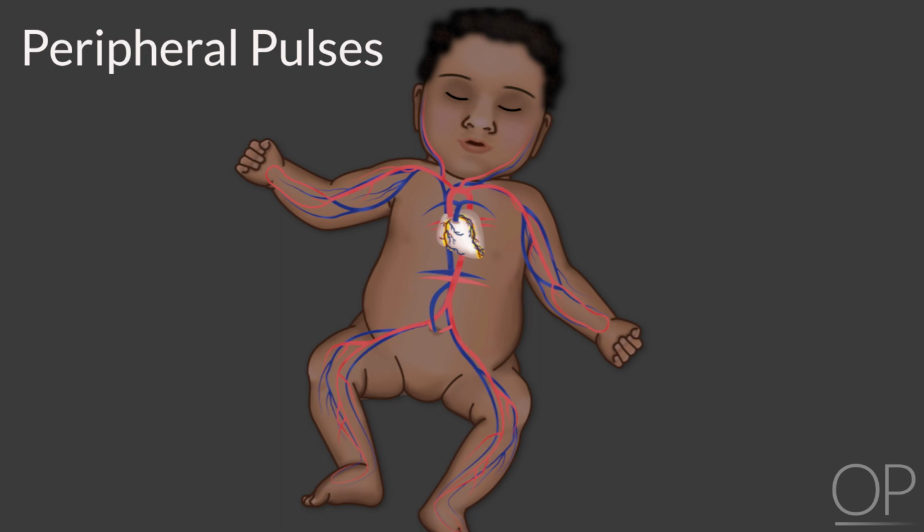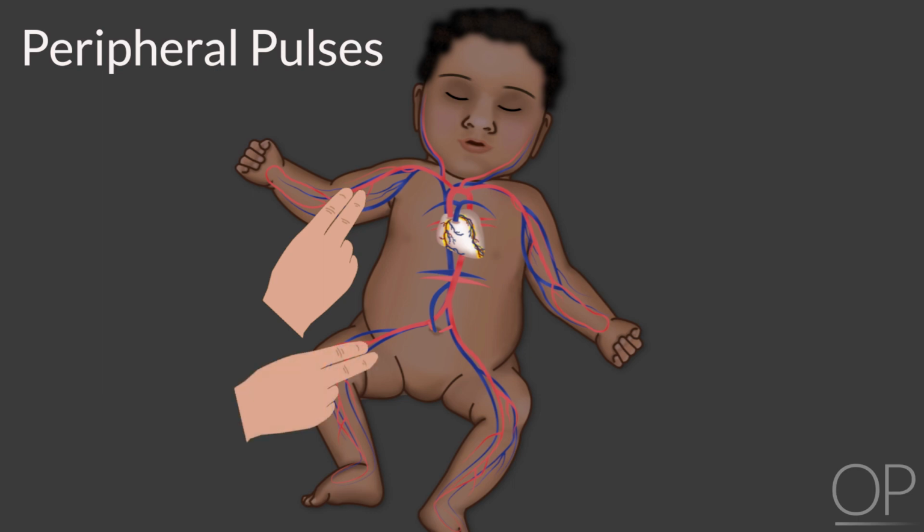Then you're going to turn to peripheral pulses. In an infant, it's going to be really important to feel for the upper brachial pulse and the lower femoral pulses. And note, are they bounding, or is there a difference between the upper and lower pulses?